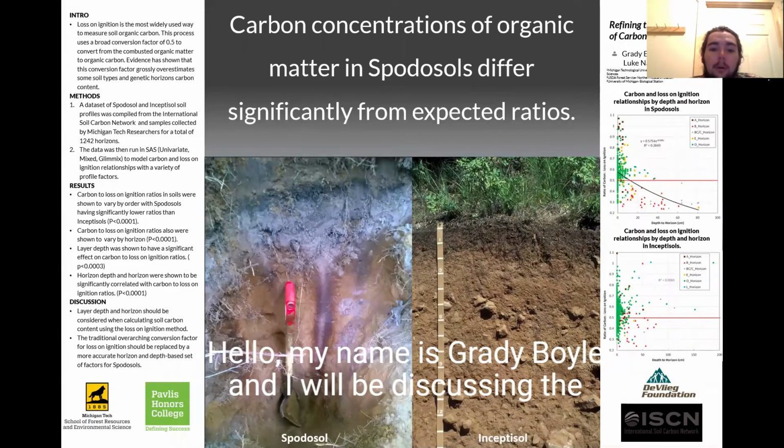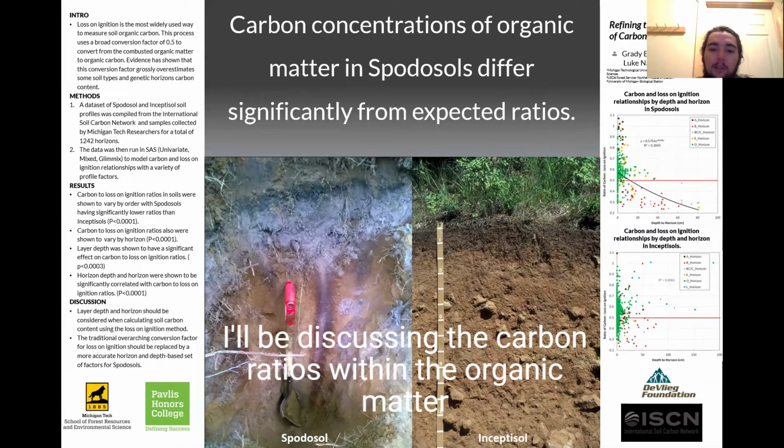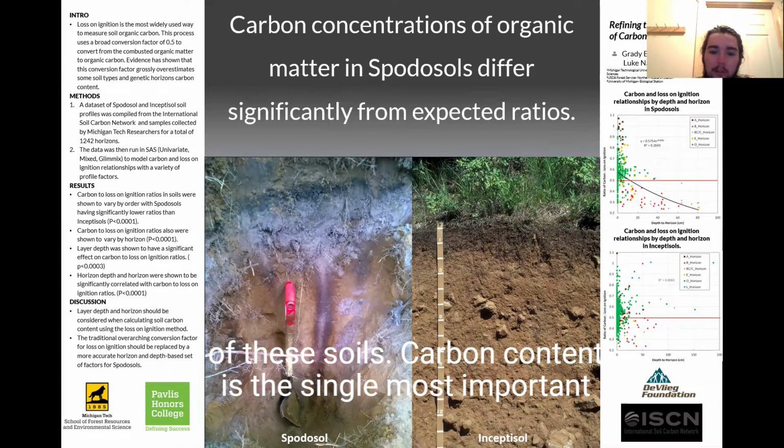Hello, my name is Grady Boyle, and I will be discussing the carbon content of forested soils today. More specifically, I will be discussing the carbon ratios within the organic matter of these soils.